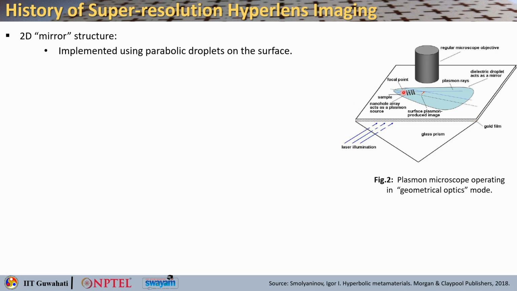So, it is implemented using parabolic droplets on a surface, and it is able to reflect or scatter the SPPs from surface objects to form a magnified 2D image. You can see here that there is a nano hole array. This is the nano hole array which is illuminated by the laser excitation. So, this is the whole setup.